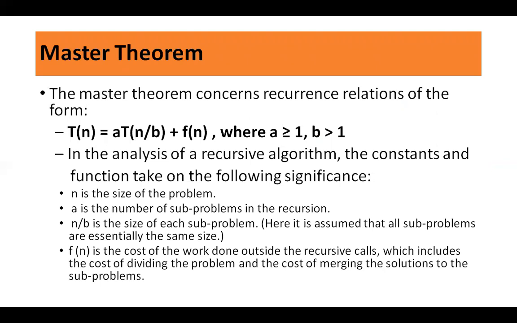The master theorem concerns recurrence relations of the form T(n) = a T(n/b) + f(n), where a should be greater than or equal to 1 and b should be greater than 1. In the analysis of recursive algorithms, the constants and functions take on the following significance. n is the size of the problem, which is usually the input. a is the number of sub-problems in the recursion.